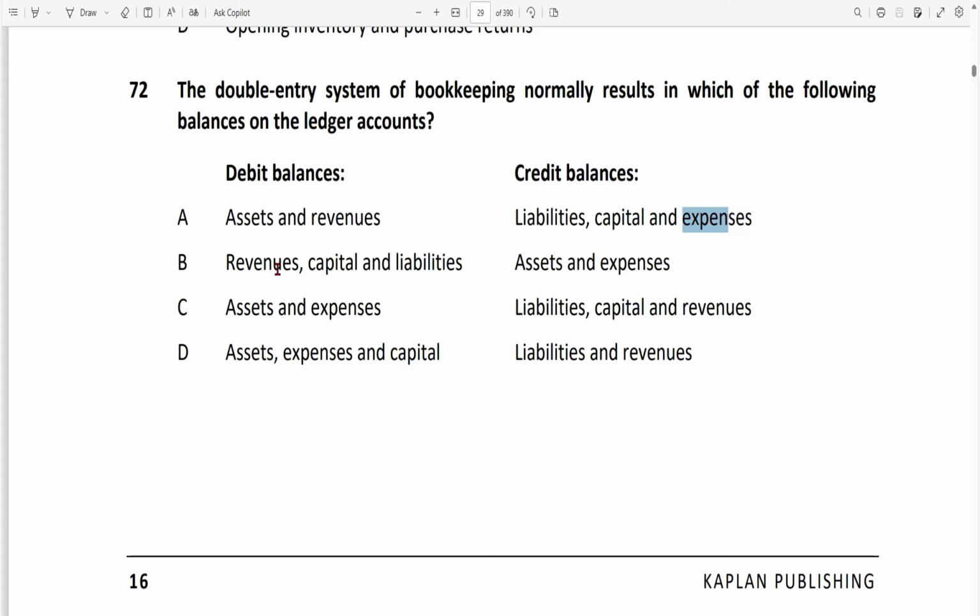B, revenue will be on the credit side, capital will also be on the credit side, and liability will also be on the credit side. So they have just done the vice versa. Option C, asset and expense on the debit balance, liability, capital, and revenue on the credit balance. Yes, this one is correct. Okay, and in option D, they have put the capital on the debit side, so it's incorrect.